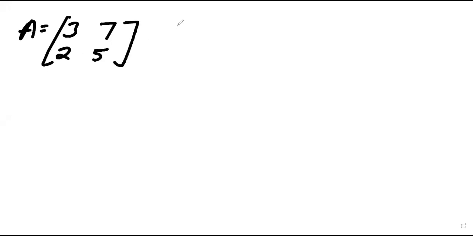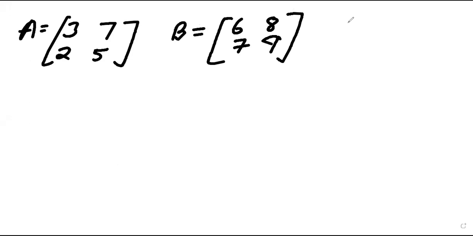Next one is that when we have A, that is 3, 7, 2, 5, and value of B, that is equal to 6, 8, 7, 9. Okay. Question is that to verify that AB inverse, to prove it equal to B inverse into A inverse.